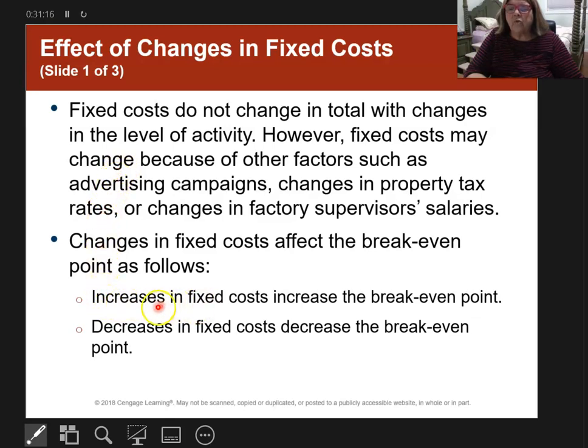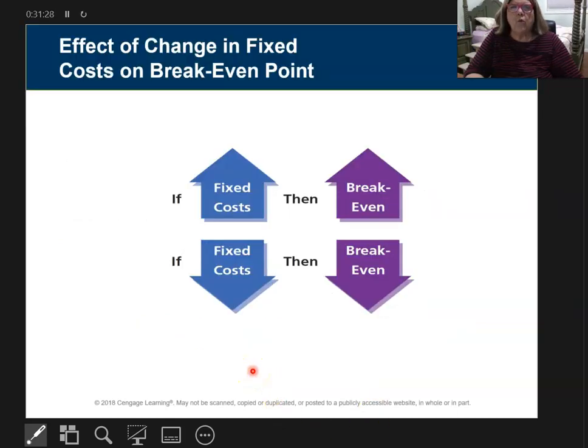when fixed cost increases, it increases my break-even point. Just write that down. When fixed cost decreases, it decreases my break-even point. So here's a little chart for you if you want to remember that. If fixed cost goes up, then break-even goes up. If fixed costs go down, then break-even goes down.